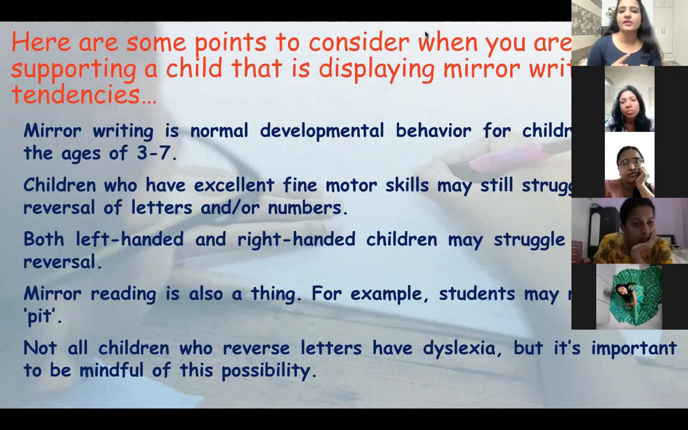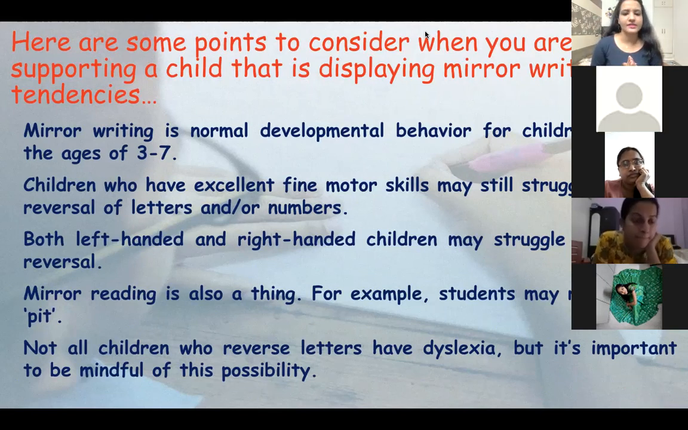So first of all, we always see that okay, if this problem is there, then we panic that this can be dyslexia.